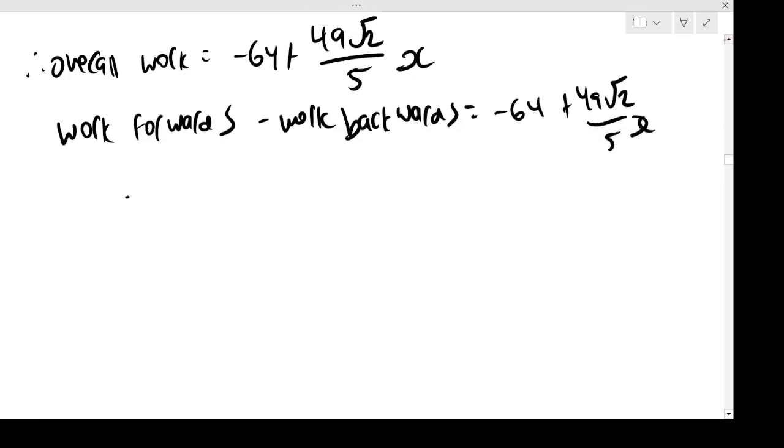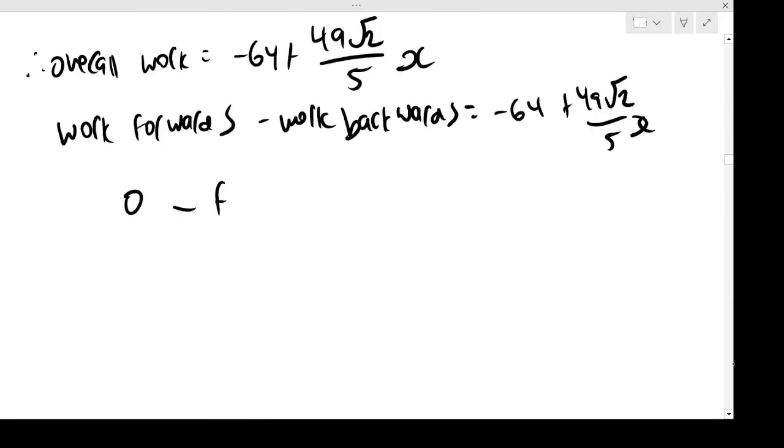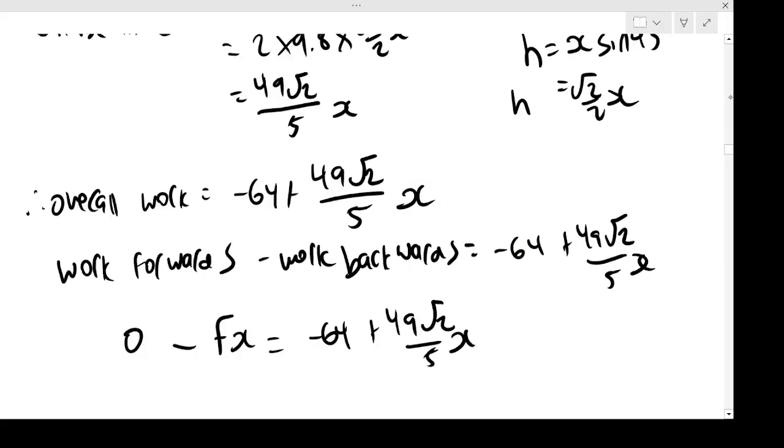Okay, well, there's no forward force, so there's no work from the forward force, right? But the work backwards, well, it's the force F, right? So it's going to be F, so force times distance. So that's going to be force F, and the distance is x, right? That's what we want to work out, the distance. So it's going to be Fx, and that's going to equal minus 64 plus 49 root 2 over 5x.